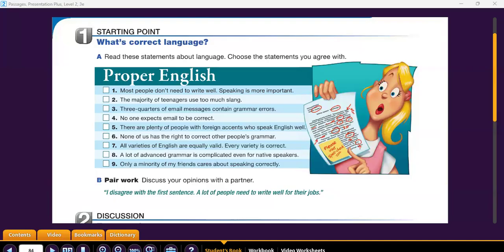None of us has the right to correct other people's grammar. Disagree, because, for example, in your case, you are a teacher. You have the right to correct me and your classmates. I have the right. That's my job, right? I have to help you. But you know what? When you are with friends or with other people that are not your students, believe me, it's difficult not to say something.